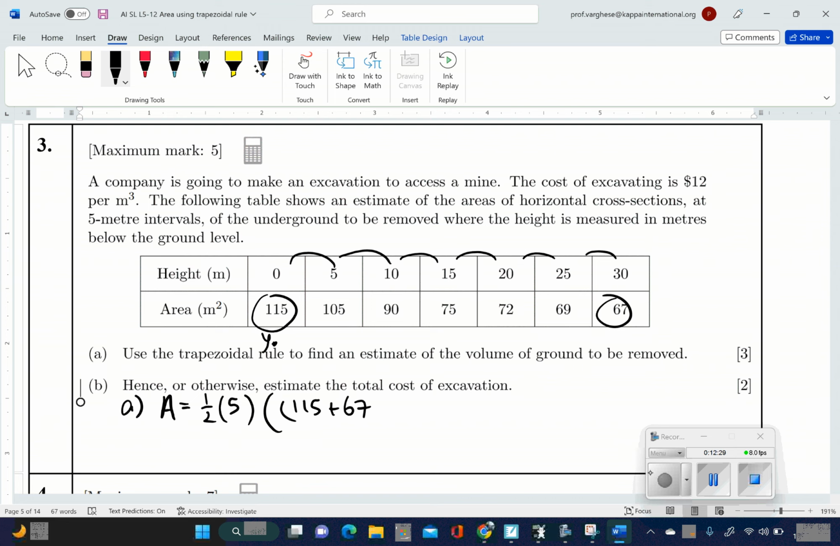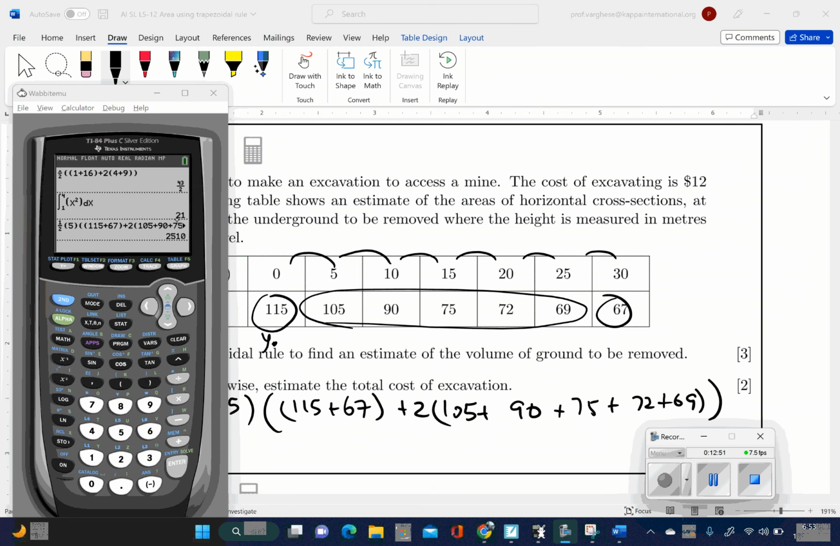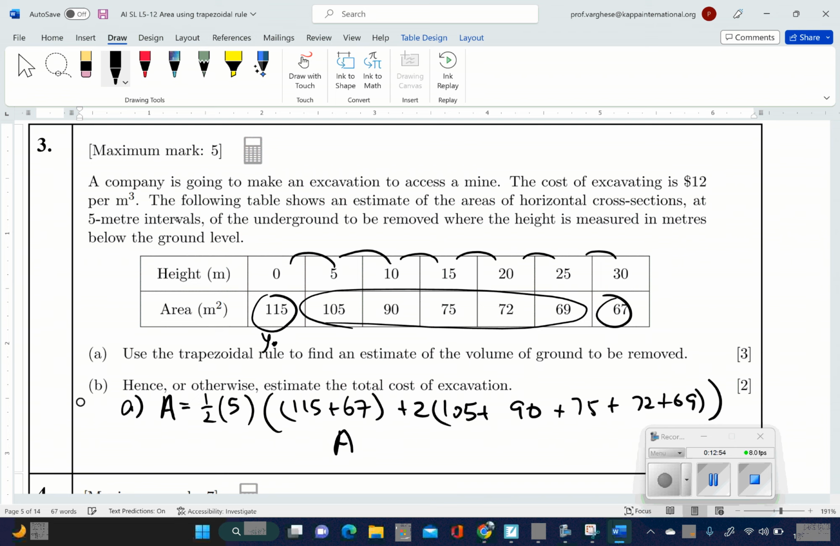And then I'm going to close those parentheses, plus 2 times, and I'm going to write all the rest of these numbers right here. So it's going to be 105 plus 90 plus 75 plus 72 plus 69. Plug all of that into the calculator. And when I hit enter, I get 2510. So my area is about 2510, and this is in meters squared, so 2510 meters squared is the area. Okay, so that is for part A.